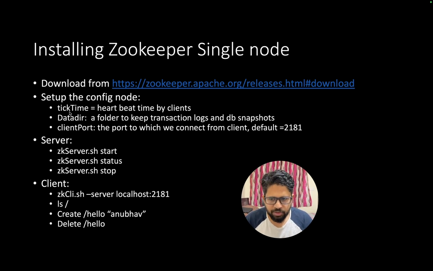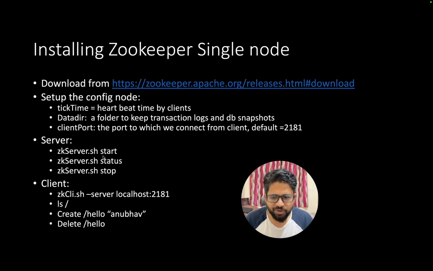One is the tick time, that is the heartbeat time by the clients. The other is the data directory, that is the folder in which all the temp information, the transaction logs, and the DB snapshots would be stored. And the third is the client port, that is using which port the clients would connect. There are other advanced configuration, but these are the basic ones. And even now, you don't need to bother much about it except for the client port. So using this client port, you would be connecting using the client.